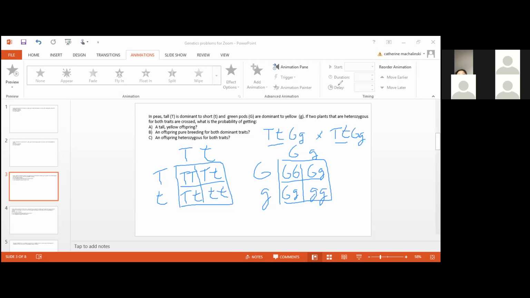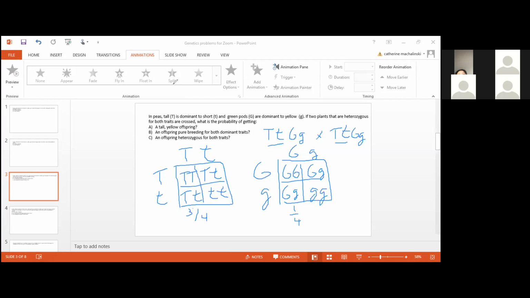Okay? Now let's see if we can figure out the probability of what we were asked for. In part A, we were looking for tall. How often did we get tall? Well, that happened 3 out of 4 times. So there's 3 out of 4 for tall. And yellow was little g, so that's 1 out of 4.